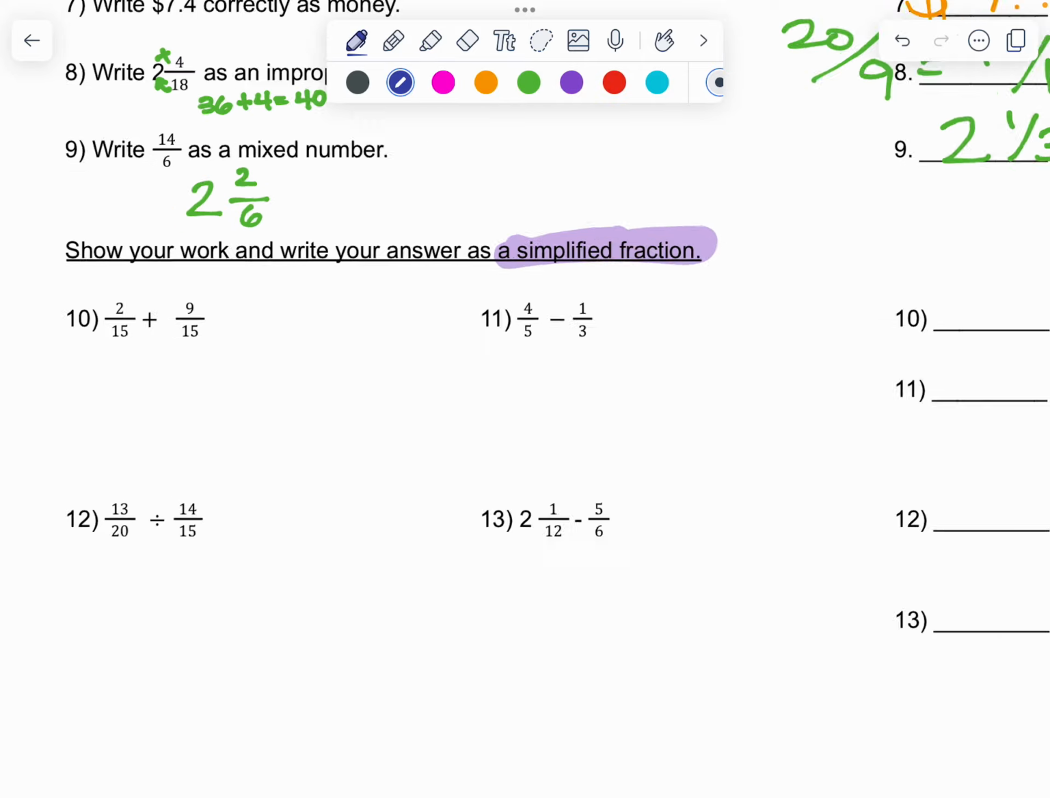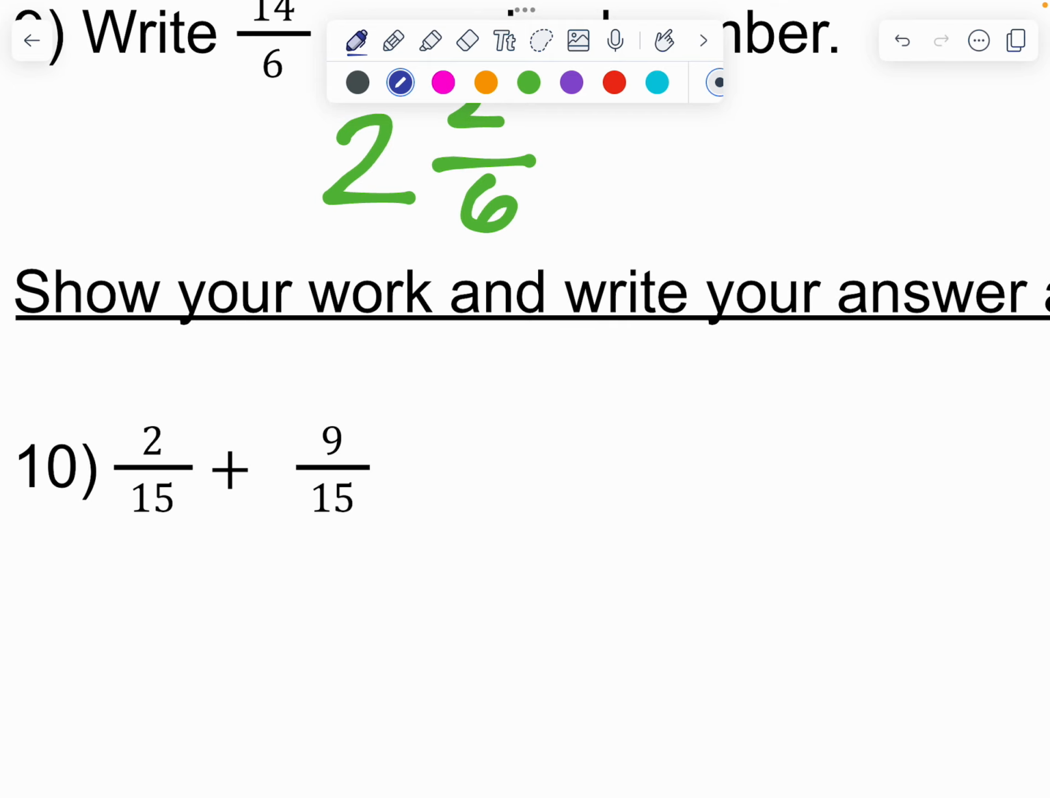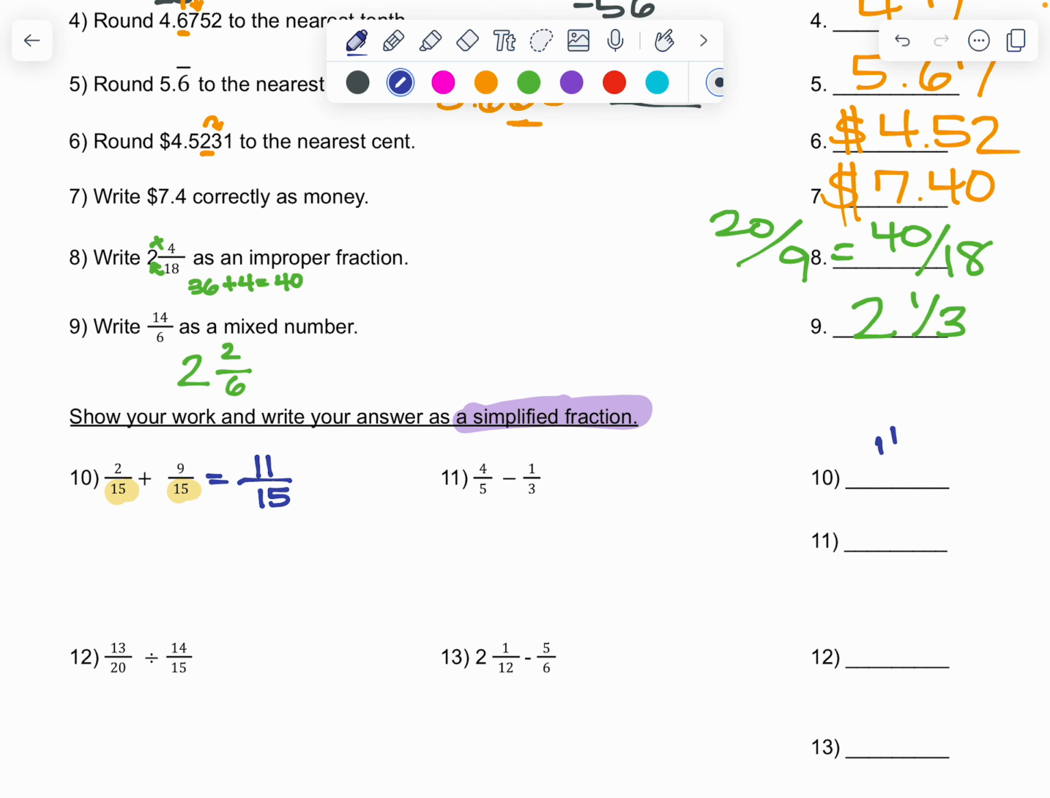Alrighty, so let's look at this first one. In order to add or subtract fractions, you need a common denominator. Look at that. Isn't it 15 and 15? Look, they're already the same. They're common. We got it. So you can add straight across. 2 plus 9 is 11. And then you always keep it in terms of whatever the denominator is. So these are 15ths. That's it. Can't be simplified anymore. I love that problem. Nice and easy.